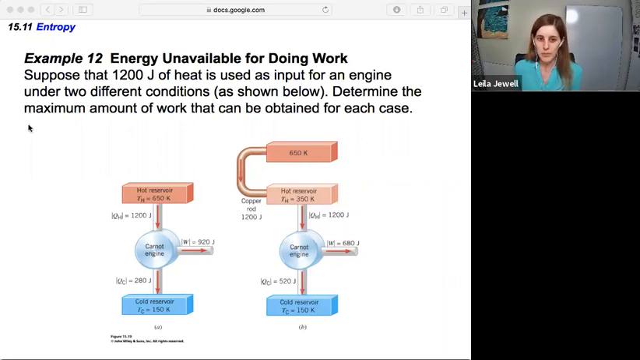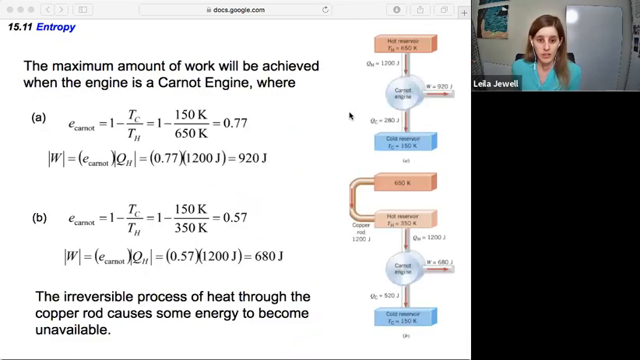Well, because we want the maximum amount of work for each case, that clues us in that we can use the Carnot equation. So we can look at the Carnot efficiency of each engine and then see how much work they can give us. Right, so the maximum amount of work is when the engine's a Carnot engine. So the Carnot engine efficiency is 1 minus Tc over Th. So for the first case, we have 150 Kelvin divided by 650 Kelvin. So it comes out to an efficiency of 77%. And we can calculate the work with the efficiency times the input heat. And so it comes out to work of 920 joules.